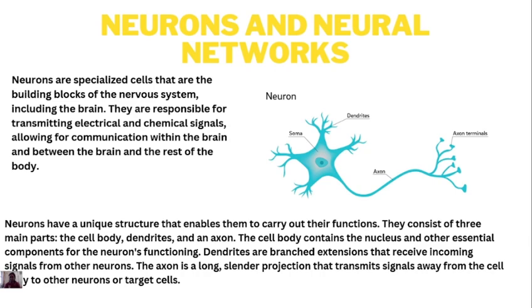The cell body contains the nucleus and other essential components for the neuron's functioning. Dendrites are the branched extensions that receive incoming signals from other neurons. The axon is a long, slender projection that transmits signals away from the cell body to other neurons or target cells.